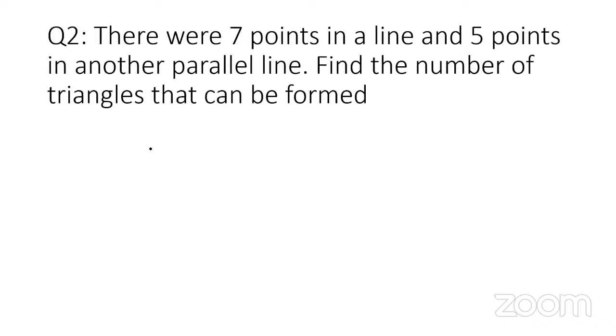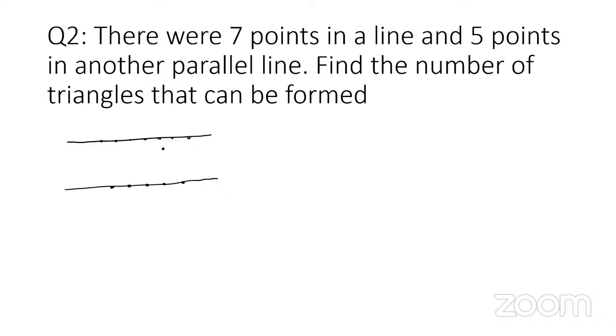That's the second question, which was also very easy. There were 7 points on a line and 5 points on another parallel line. Find the number of triangles which could be formed. There can be 2 methods to solve such questions. The first line has 7 points, 1, 2, 3, 4, 5, 6, 7, let us say. And the second parallel line has 5 points, 1, 2, 3, 4, 5.